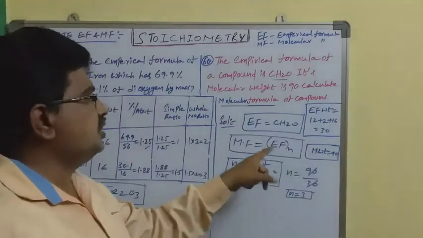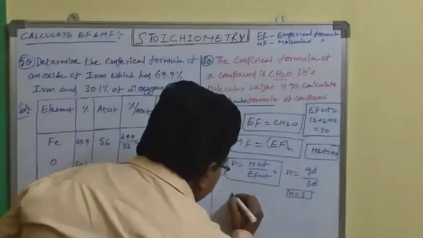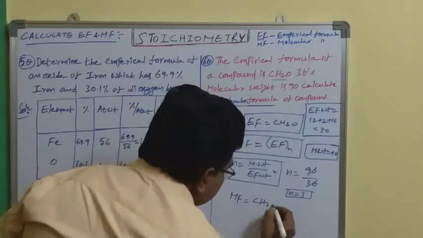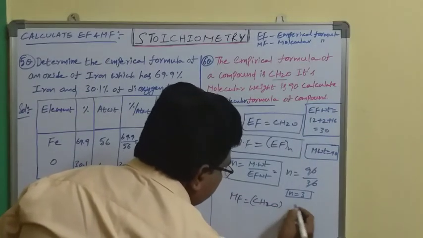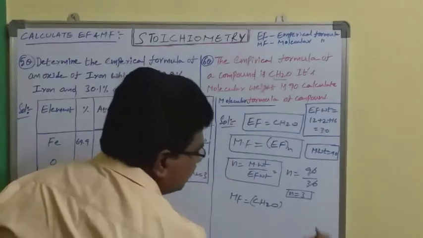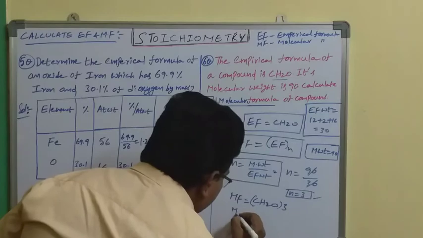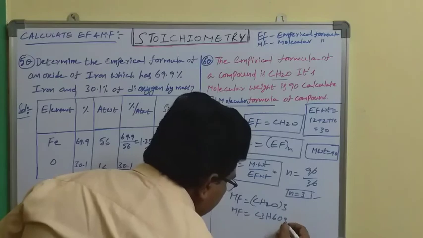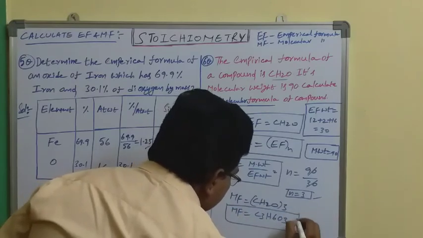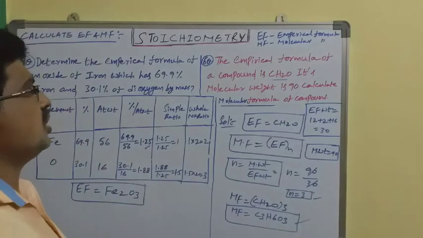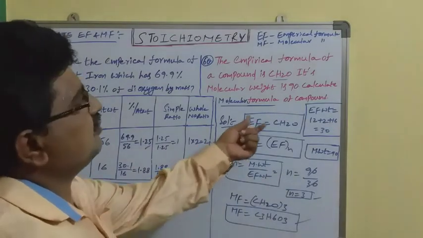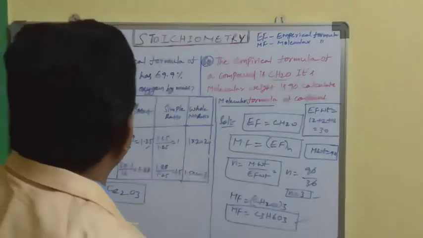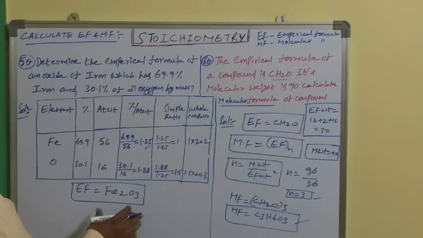So this N value I am substituting in the molecular formula. Molecular formula is equal to empirical formula times N. Our empirical formula is CH2O, and the N value we got is 3. Molecular formula is C3H6O3. So if the empirical formula is given, this is the easy way to calculate the molecular formula. This is how we completed the empirical formula.